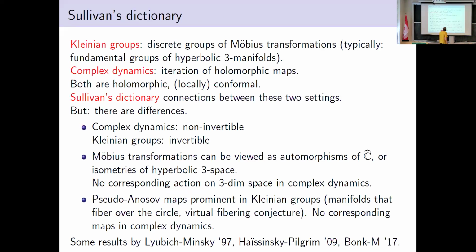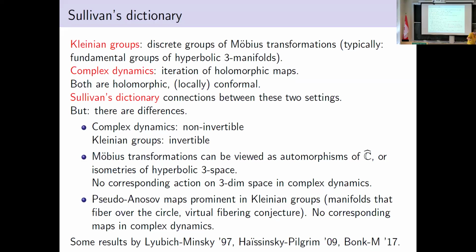And maybe the more conceptual reason why I'm interested in this is Sullivan's dictionary. So, what is Sullivan's dictionary? We have our two big fields of conformal dynamical systems. We have Kleinian groups, discrete groups of Möbius transformations. Typically, these are groups of hyperbolic 3-manifolds. And then we have complex dynamics, where we iterate some holomorphic dynamical system. Both are sort of holomorphic, so it's not really surprising that you encounter similar phenomena in these two fields. But here I want to focus on what the differences are. In complex dynamics, you usually deal with dynamical systems that are non-invertible.